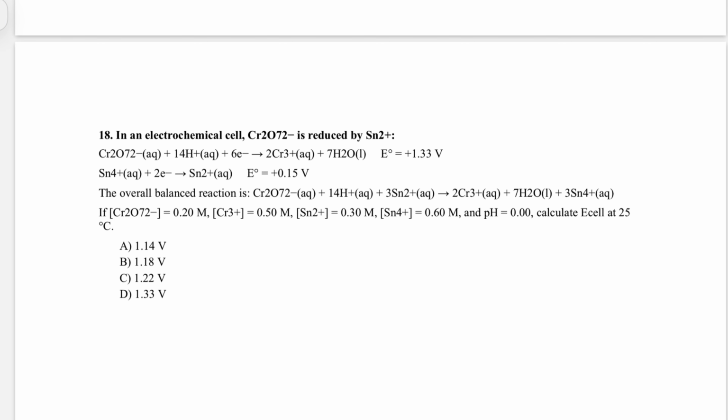Okay, last question. In an electrochemical cell, Cr2O7 2- is reduced by Sn2+. They give us the two half reactions and also the overall balanced reaction, with all of these concentrations and pH is 0. Calculate E cell at 25 degrees Celsius. So whenever it asks us to calculate cell potential, we know that it's this equation that we need, the Nernst equation.